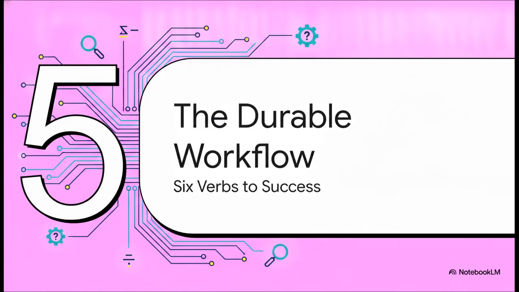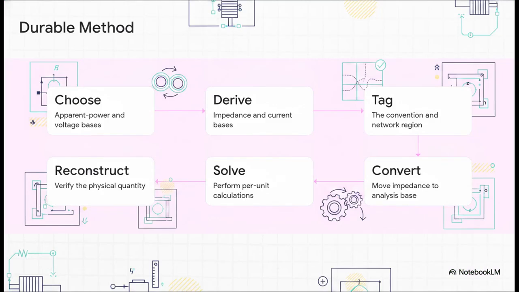And finally, Section 5, the durable workflow. These are the 6 verbs to success. I really want you to memorize these 6 verbs in this exact rigid order. Choose, derive, tag, convert, solve, and reconstruct. You have to build your base ledger with those first 4 verbs before you ever even attempt the arithmetic of solving. And you should always finish up by reconstructing your physical quantities to fiercely defend your final result.